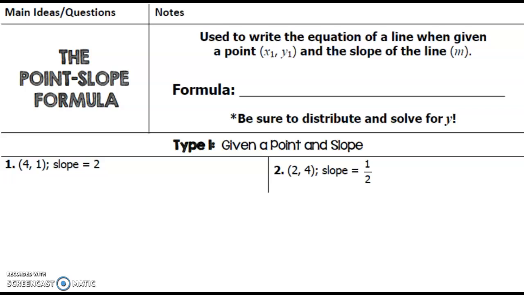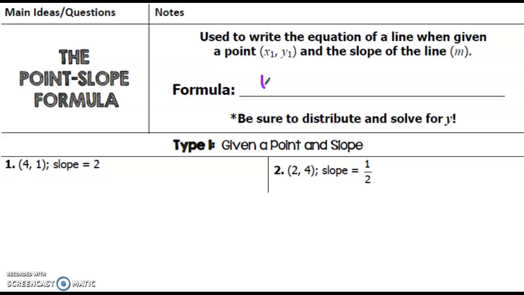And the point slope formula is used to write the equation of a line when given a point, aka your x1, your y1, and the slope of a line, which of course is your m. Let's look at the formula. You have seen this before, but you probably don't remember.